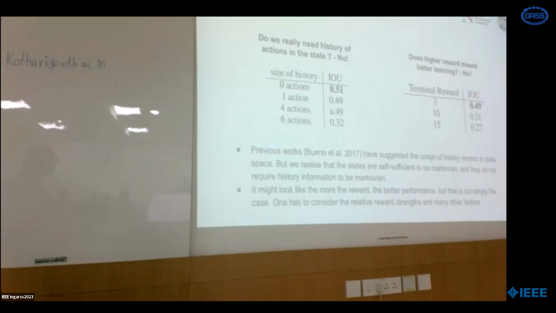We also ablated or tested against various terminal rewards. We found that always higher reward does not mean better learning. In fact, we found a sweet spot of order of magnitude 3 for the method to learn much faster and better.